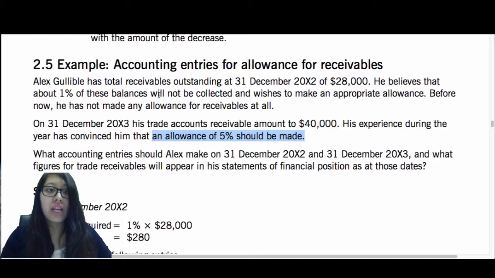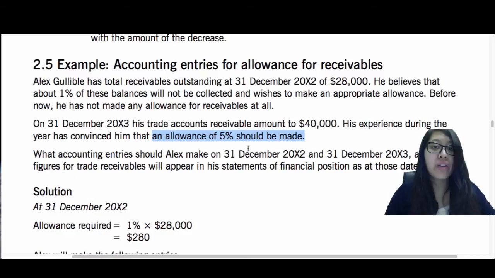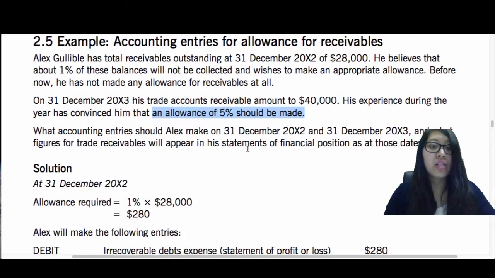Okay, so in the first year, he used 1%. Now, if we're using percentages, commonly this is known as the general allowance, because the general allowance is a percentage on the remaining trade receivables. Now, in this scenario, there is no specific allowance and no irrecoverable debts yet. So this 28,000, let's assume it's already a net figure. And this 40,000 is also a net figure. So, to make a new general allowance, we should just do 5% times 40,000.